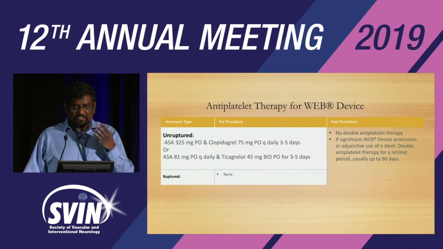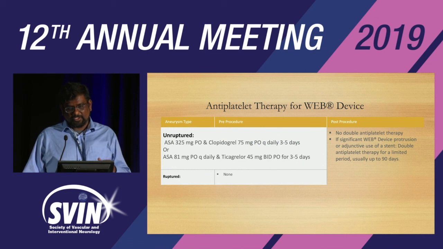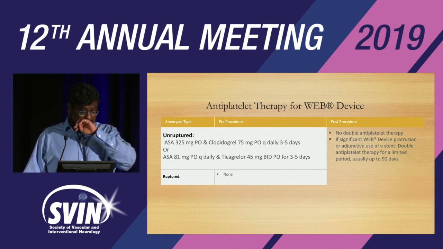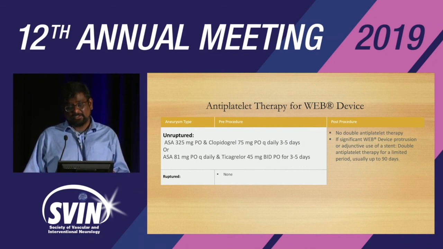For unruptured aneurysms, I believe in always being prepared. WEB or coil or anything, I always prepare my patients for a possible stent. Nowadays, I mostly use ticagrelor. My dosing is 45 BID. Yes, I do PRUs. Yes, I know there's no conclusive evidence. But the standard, obviously, is clopidogrel and aspirin.